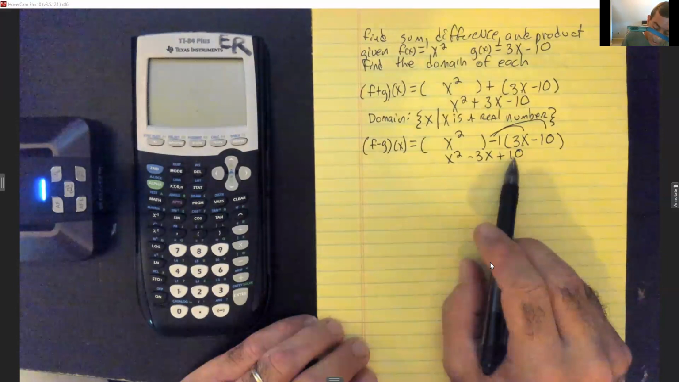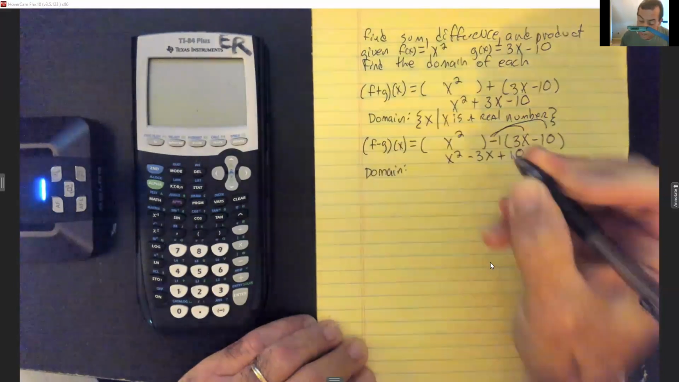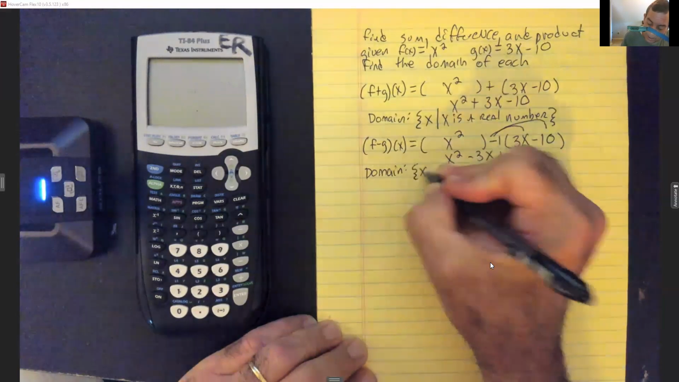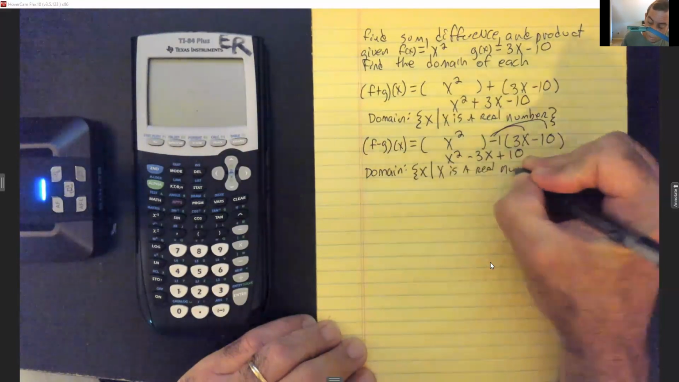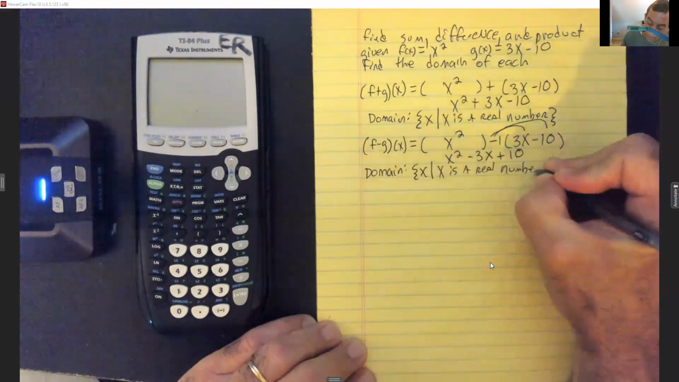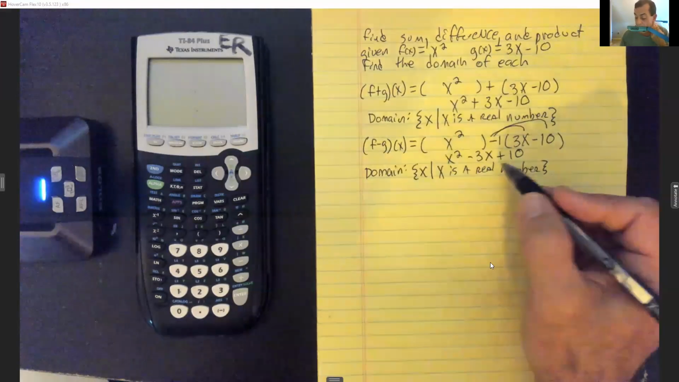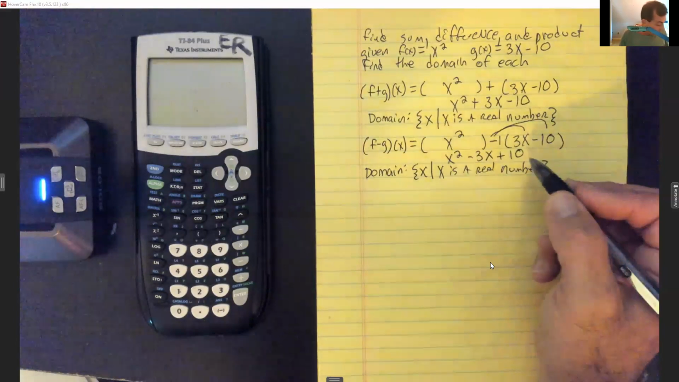So my domain, once again, I don't have any fractions, so my domain will be x such that x is a real number, right? Because I can square any real number, and I can subtract any real number. So there's nothing that'll make that undefined or imaginary, okay?